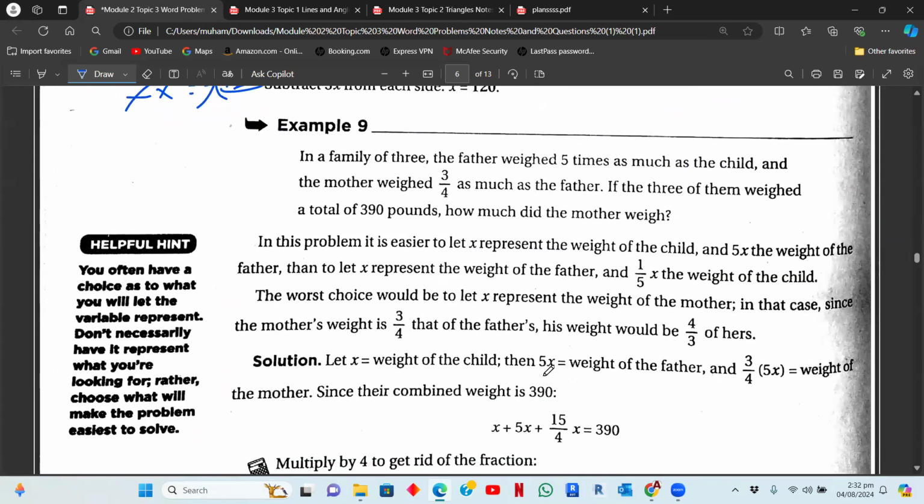Yes. Okay. Now, in a family of three, the father weighed 5 times as much as the child, and the mother weighed 3/4 as much as the father. If the three of them weighed a total of 390 pounds, how much did the mother weigh?